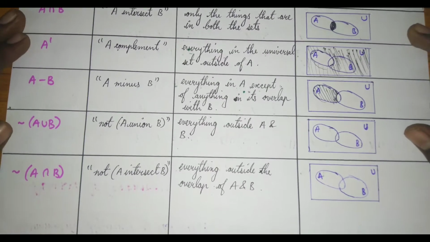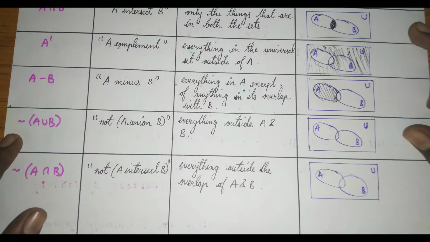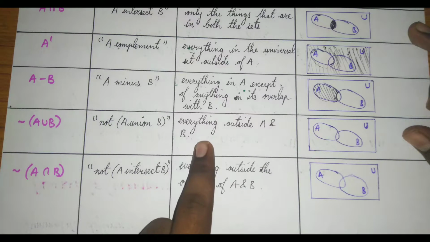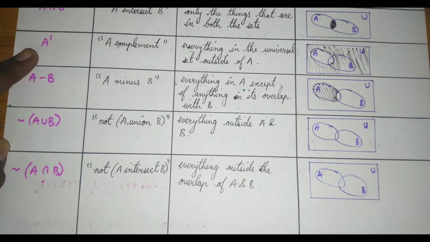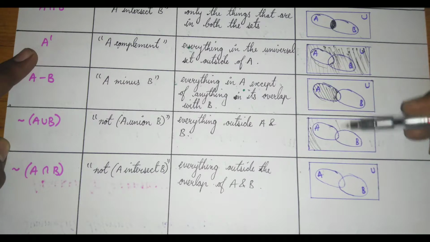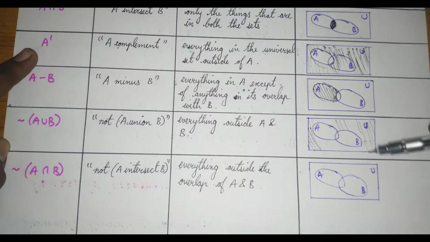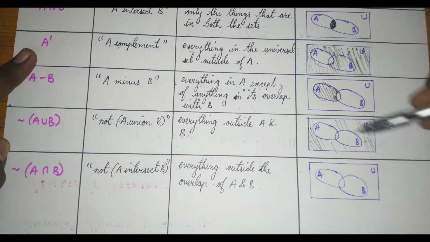Moving on to the next thing, that is not A union B, meaning everything outside A and B. So you can say this is set A, set B, and whatever is outside. You shade the outside region and leave set A and set B. Don't shade the two circles, shade all the other region.